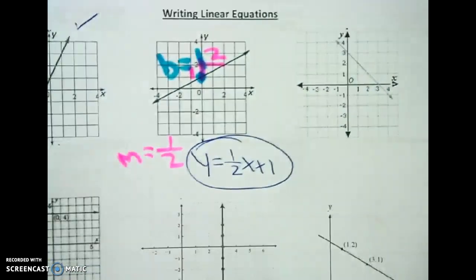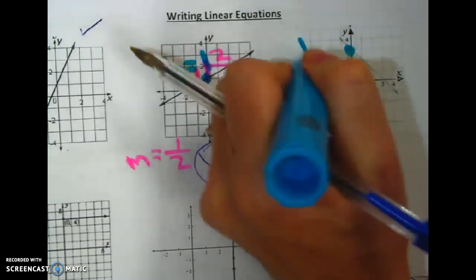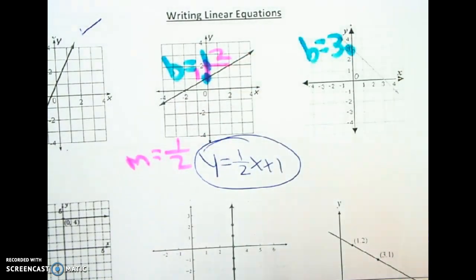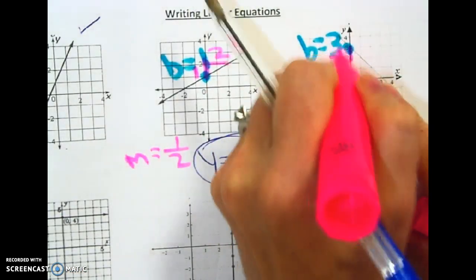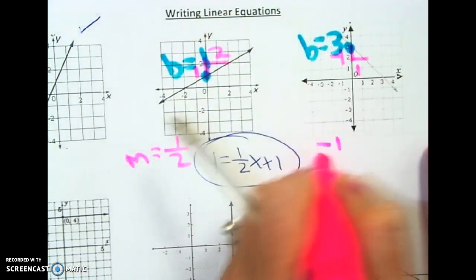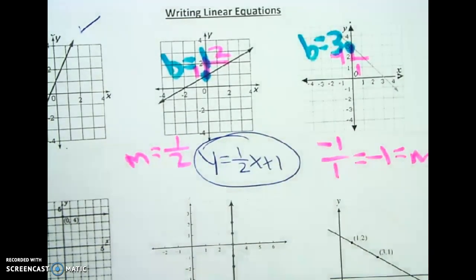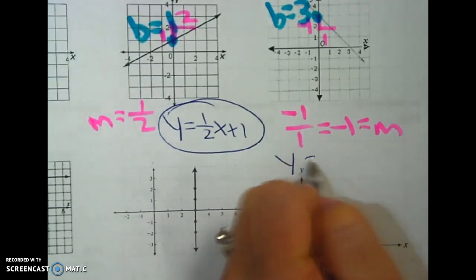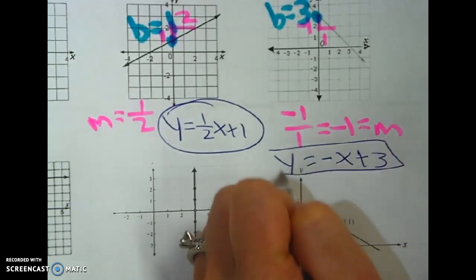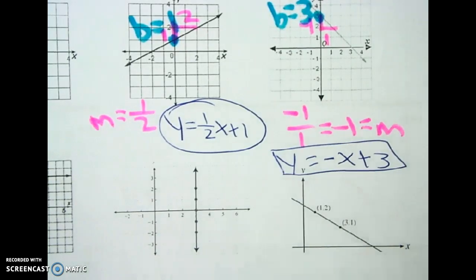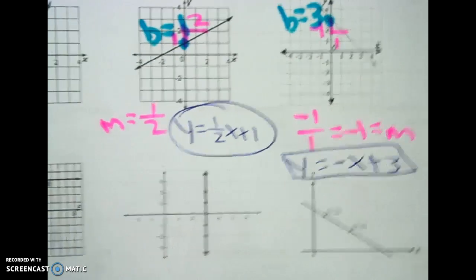All right. Same thing I did there is the same thing I'm going to do here. So my b is 3. And instead of going up and right, I go down and right. So I go down 1, right 1. Down 1, right 1, which is -1, which is my m. So my equation is y equals -x plus 3. I'm not going to put the 1. Honestly, if you want to put the 1, great. I'm not going to mark it wrong. But if you want to give me less is more, that's great too.